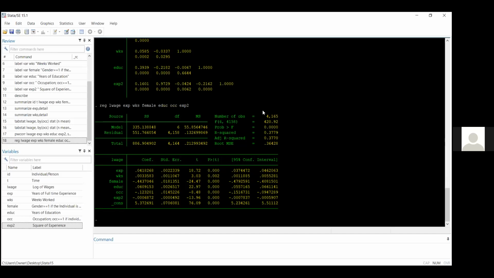Now, R squared, as we understand, is the total variation in your dependent variable, which is wages or log of wages, explained by the independent variables jointly, not one at a time.